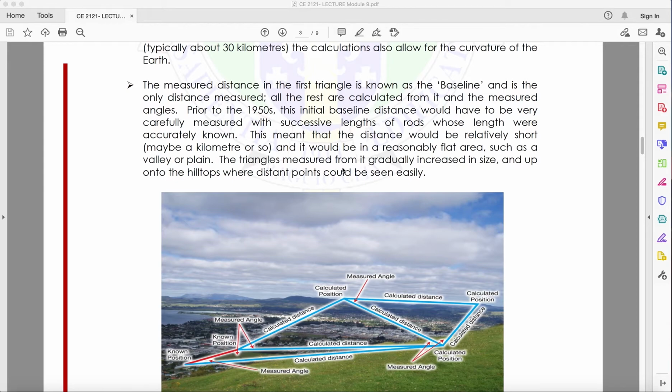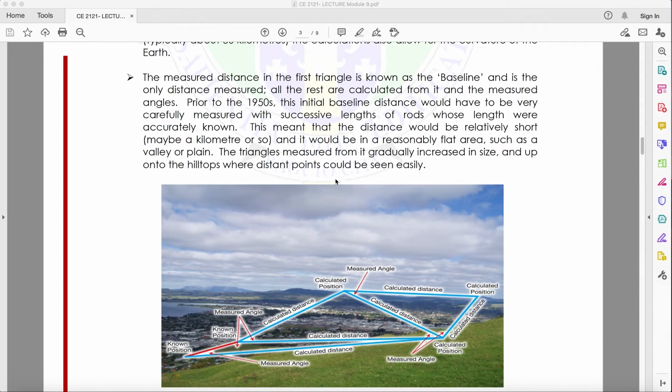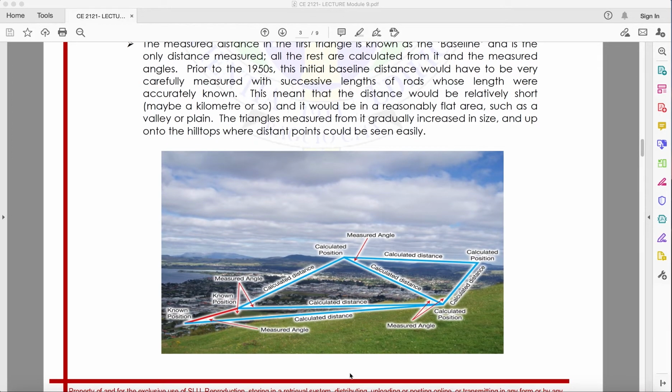So the triangles measured from it gradually increased in size up onto the hilltops where distant points could be seen easily. Okay, so we have here the known positions. We have here the known position of the red line, and we also have a measured angle. Then from there, we already start our calculation. So we have a calculated distance. And then from there, we can get another triangle here.